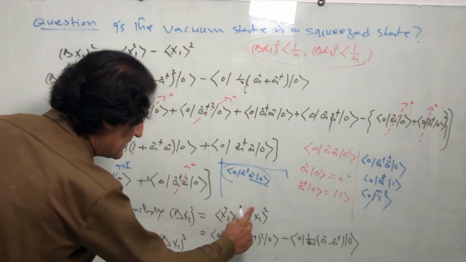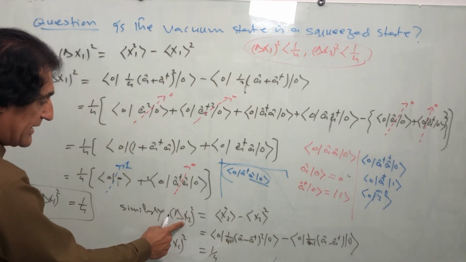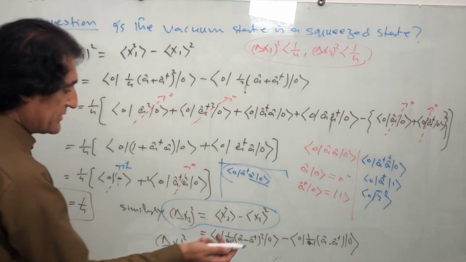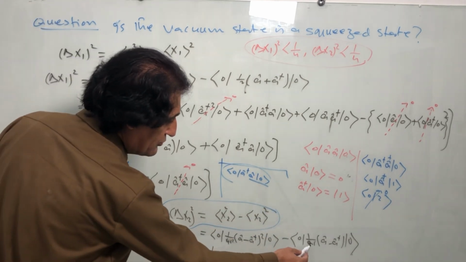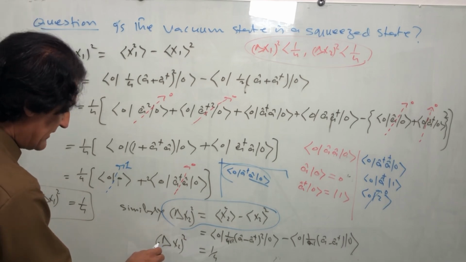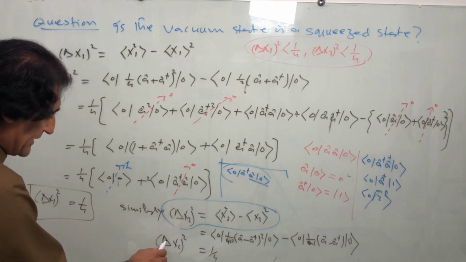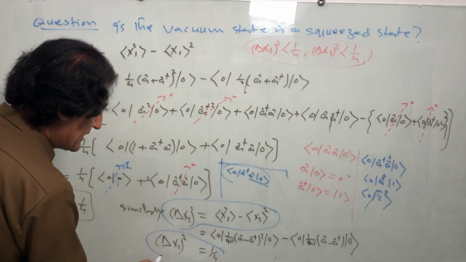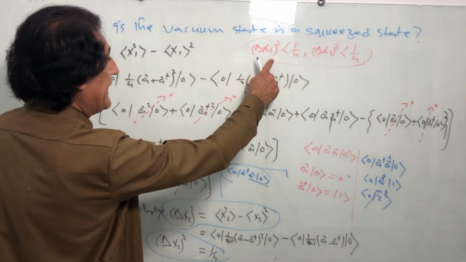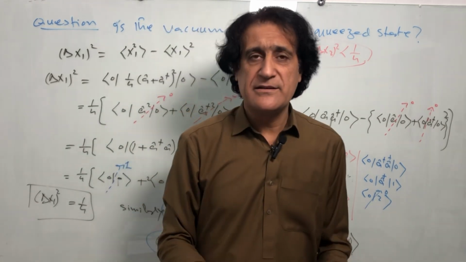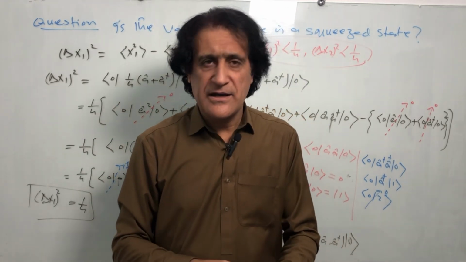Similarly, we can apply this for (Δx2)², but only the value of x2 is different: x2 is equal to 1/(2i)(a − a†). With the same process, we obtain (Δx2)² equal to 1/4. So the condition is not fulfilled, and we can say that the vacuum state is not a squeezed state.